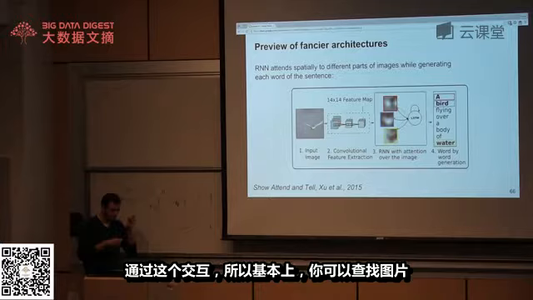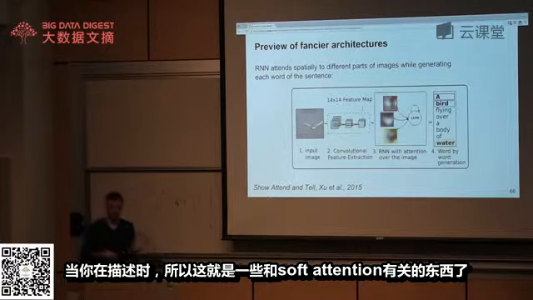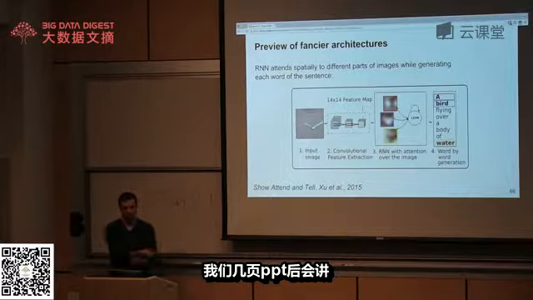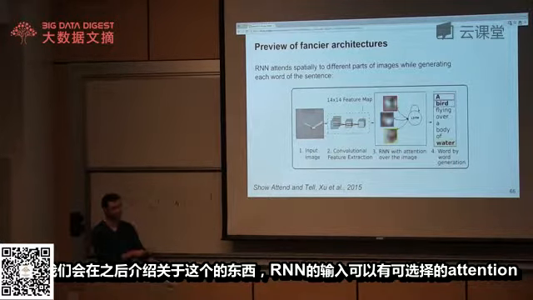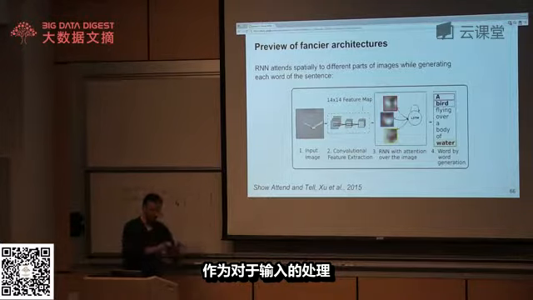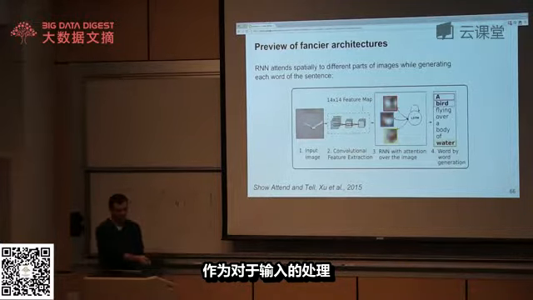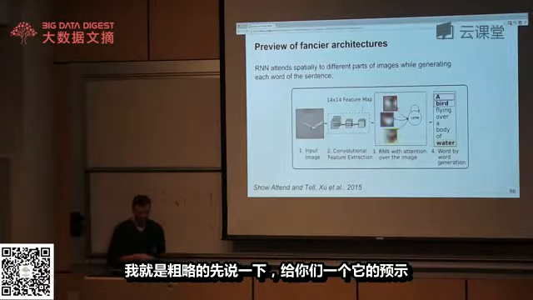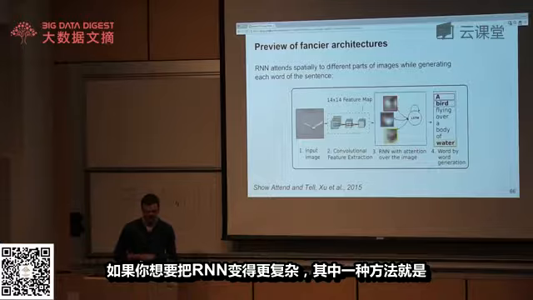And so you can basically just do lookups into the image while you're describing the sentence. This is something we refer to as soft attention, and we'll actually go into this in a few lectures. So we're going to cover things like this, where the RNN can have selective attention over its inputs as it's processing the input. I just wanted to bring it up roughly now, to give you a preview of what that looks like. OK.